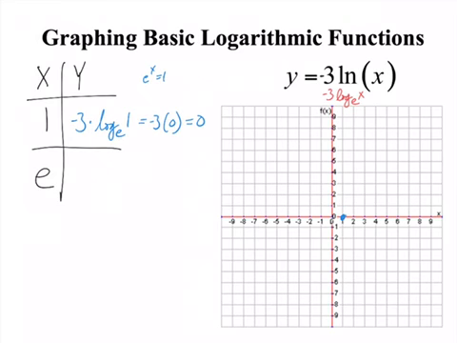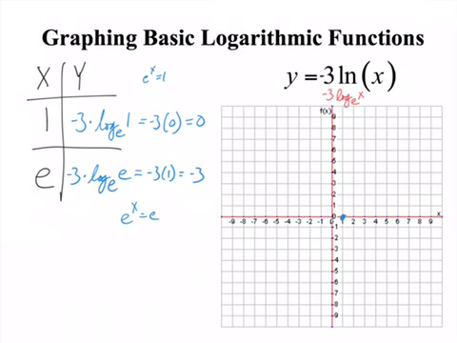Next, I'm going to plug in e. So -3 times log base e of e. And remember, e to the what power is e? You understand, hopefully, that is 1. So that's -3 times 1, which is -3. Now the question is, I have a coordinate (e, -3). e is 2.7, so I'm really going to go over to 2.7 and then go up 3. So I have a dot right there. So that would be right about there.